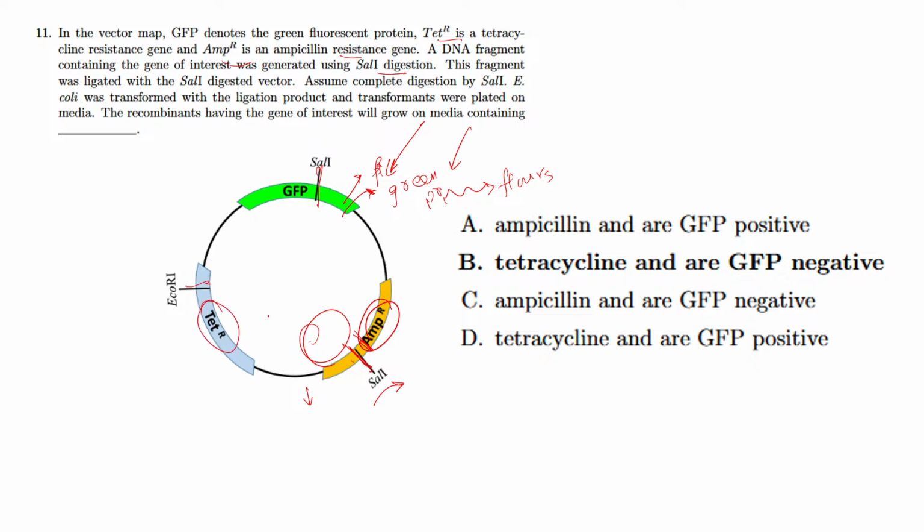But in the case of tetracycline, it still bears the resistance part. So if I grow them on tetracycline plates, this will grow. The recombinants having the gene of interest will grow on the medium containing tetracycline and are GFP negative. So it will grow on tetracycline plates and are GFP negative. This option will be correct for this.